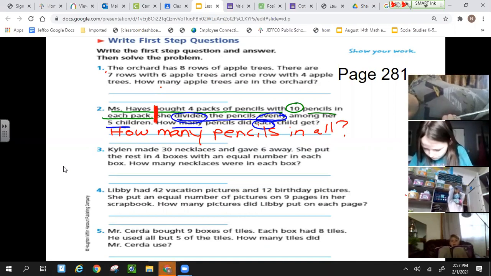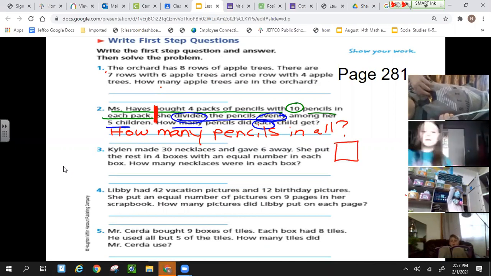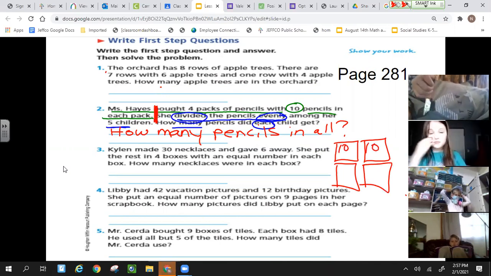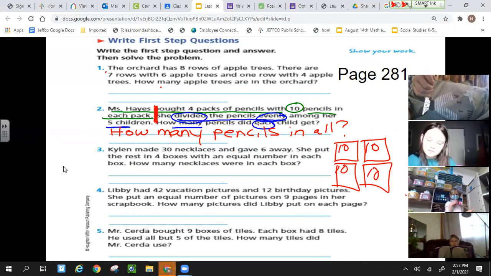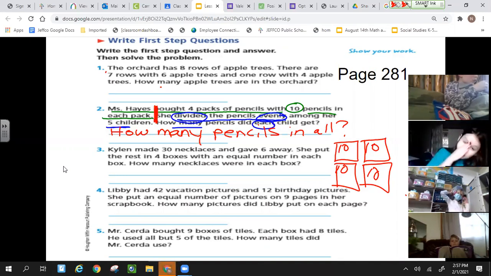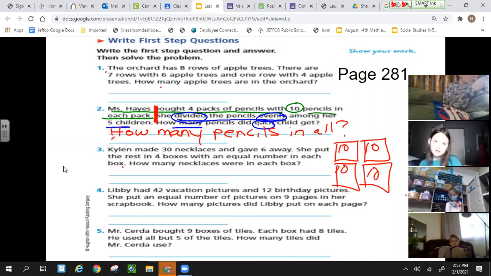Let's go ahead and draw a picture. I have 4 packs. 1, 2, 3, 4. I'm just going to write the number 10 because I think that will help you. I want to know how many in all. I do not know the total. What operation is that? I could do 10 plus 10 plus 10 plus 10, or what do we know about as 3rd graders that's more efficient? Yep. So we could do 4 times 10, and what does that equal?